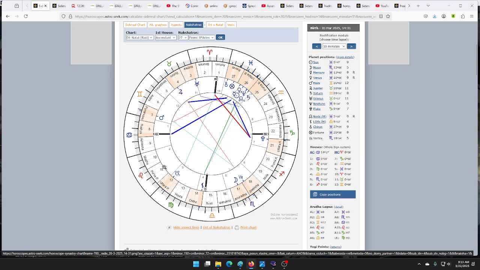1 plus 0 is 1. 1 plus 1 is 2. 1 plus 2 is 3. 1 plus 3 is 4. 1, 2, 3, 4, 5, 6, 7, 8, 9. Now the moon takes everything in this order: Ketu, Venus, Sun, Moon, Mars, Rahu, Jupiter, Saturn, Mercury. It takes it in this order.